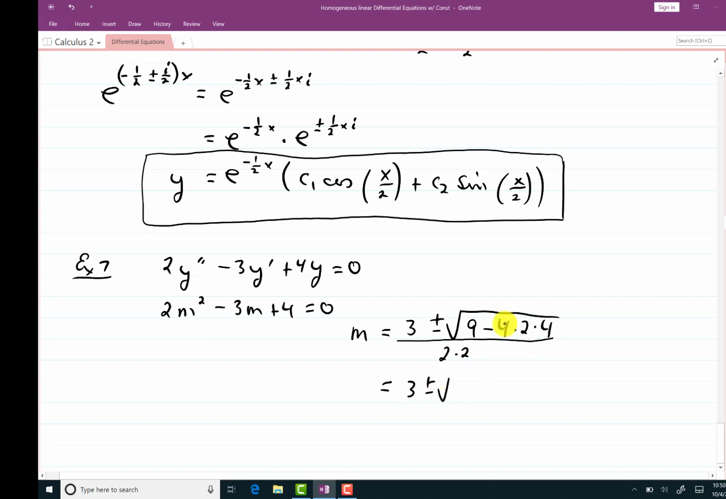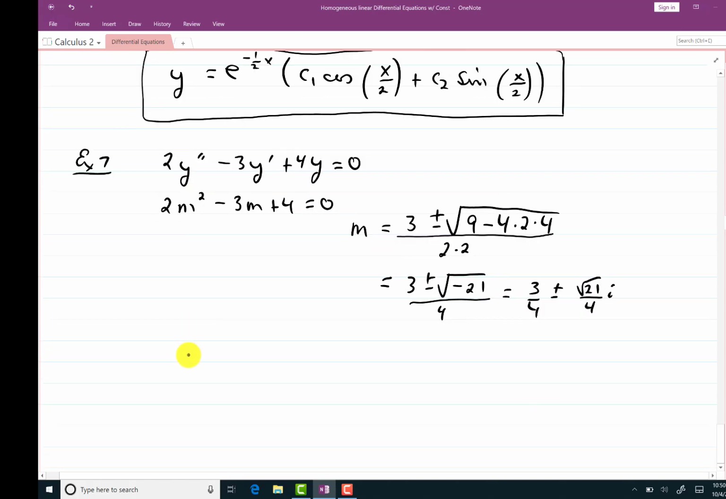Let's see what's inside of here. 4 times 4 is 16, times 2 is 32. 9 minus 32, so we have negative 21 inside of there, all over 4. So we have 3/4 plus and minus. It's important for you to strip out the real part from the imaginary part in order to apply the answer. Plus and minus radical 21 over 4i.